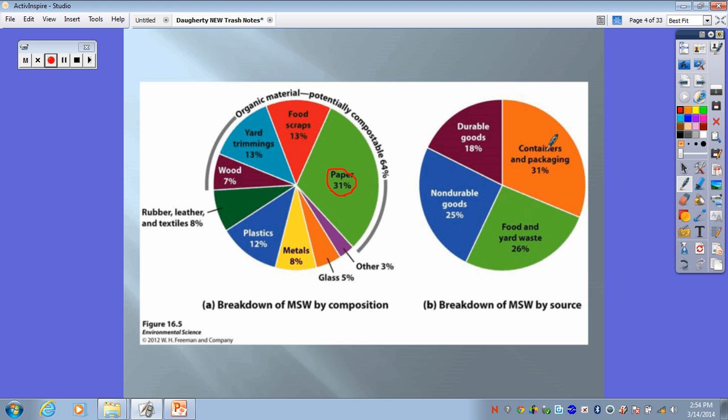So if we can find ways to cut down on the packaging stuff, that would greatly reduce our trash coming from households. Your second largest thing is your food and your yard waste. Again, a lot of this stuff could be composted instead of going to the landfill. You've got another large chunk here from non-durable goods, going back to that whole disposable idea, that throwaway society idea. A non-durable good is something that's not going to last very long. It's disposable, you throw it away.